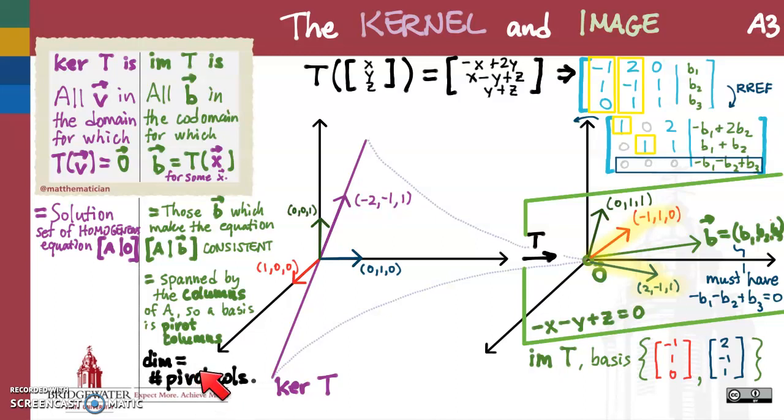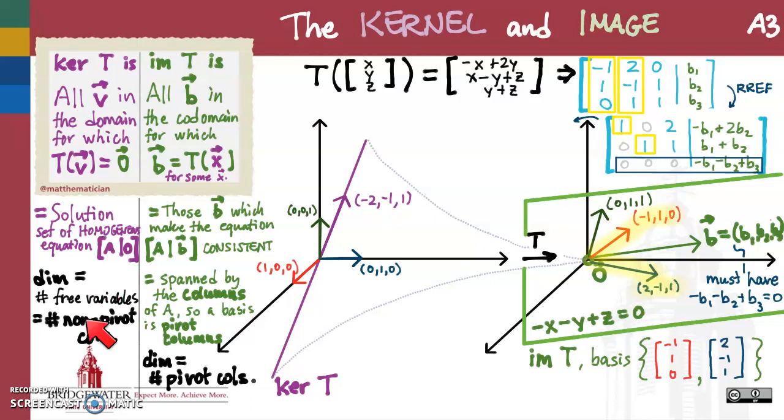So the dimension of the image is the number of pivot columns. But what about the kernel? What's the dimension of the kernel going to be? Well, it's going to be the same as the number of vectors which were in our basis for the solution set of the homogeneous equation. But the dimension of the solution set of an equation is going to be the same as the number of free variables that we discovered in the process of finding the same reduced row echelon form, but for the homogeneous equation where the right-hand sides were all 0. And the number of free variables is the same thing as the number of columns that did not have pivots.